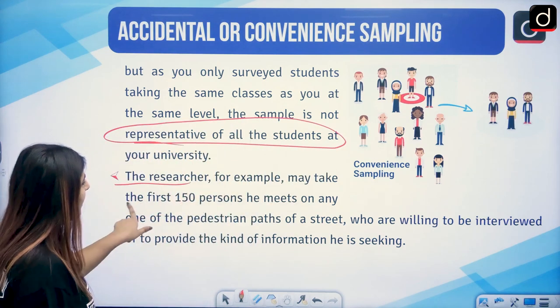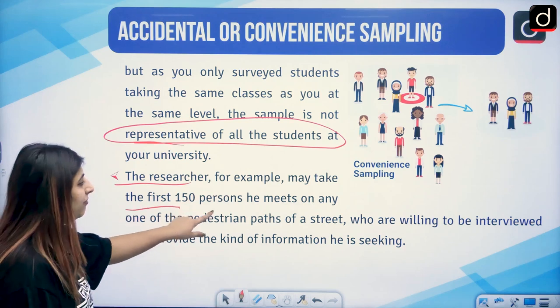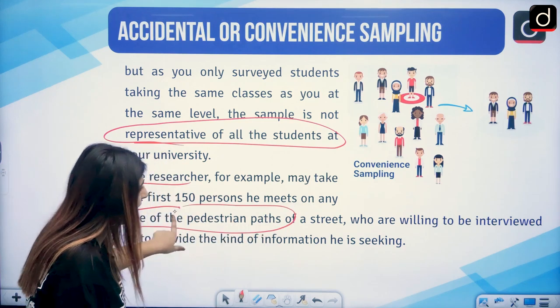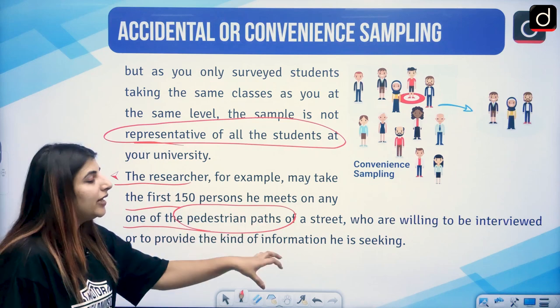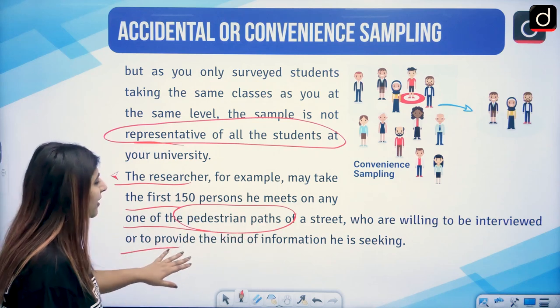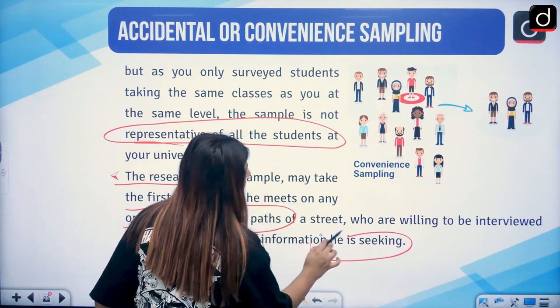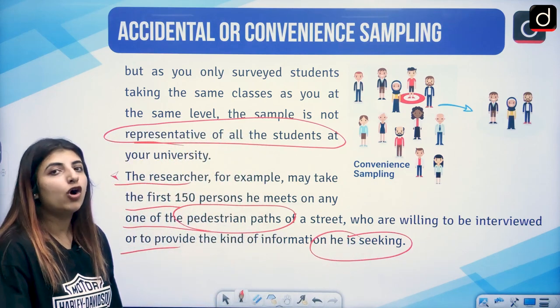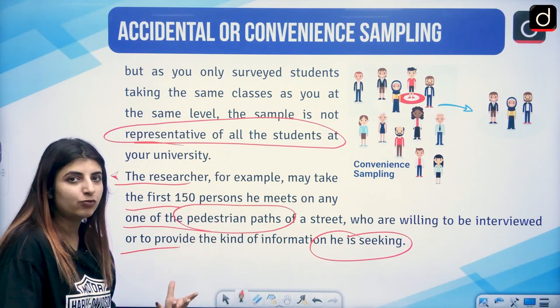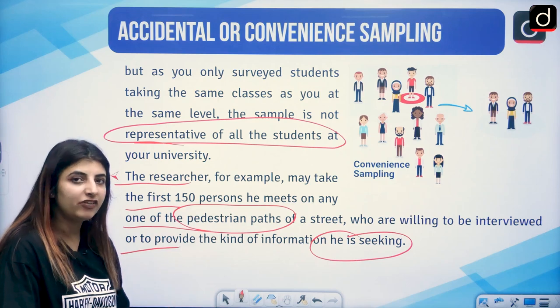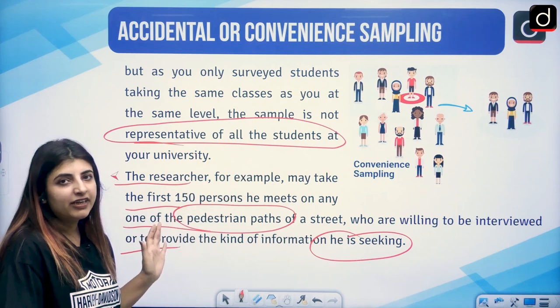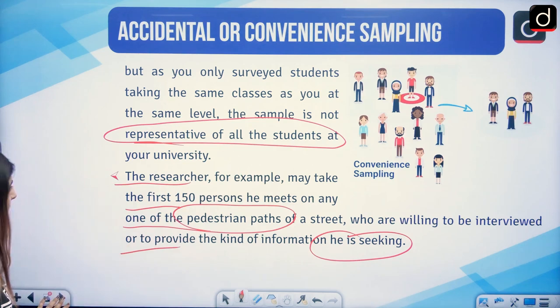The researcher may take the first 150 persons he meets on any one of the pedestrian paths of a street who are willing to be interviewed or to provide the kind of information that he is seeking. Hence, this is accidental: you are accidentally meeting someone but choosing them based on your convenience. That is the convenience sampling that we are talking about here.